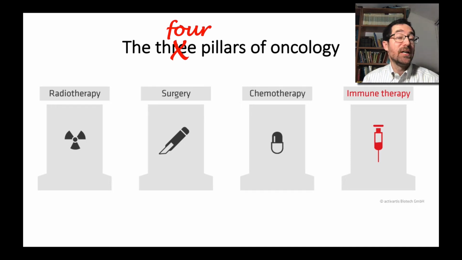Classically in oncology, the entire world of oncology, we used to talk about the 3 pillars of oncology, which was some combination of radiotherapy, surgery, and chemotherapy. And more recently, we have the addition of immunotherapy, and we're going to go through each of these in turn.